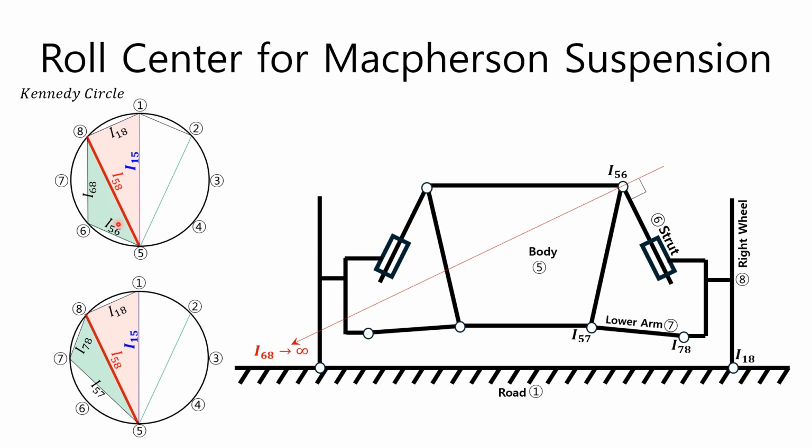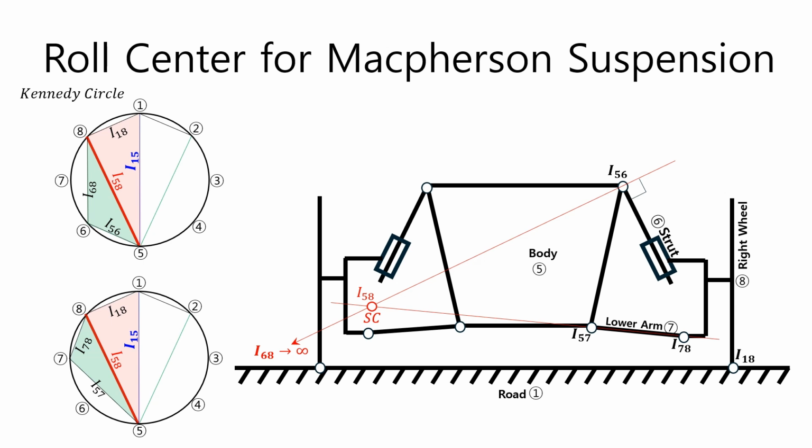Since the right wheel link 8 and the strut link 6 are sliding structures with each other, as we have seen above, the instant center I68 is at an infinite distance perpendicular to the strut link. Therefore, we draw a straight line perpendicular to the strut and mark the instant center I68 as infinity.